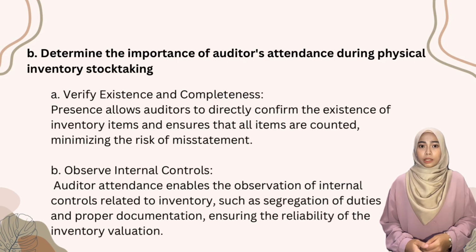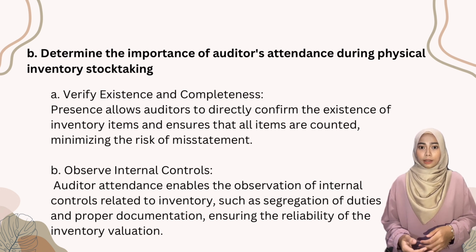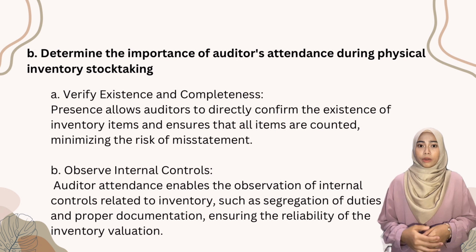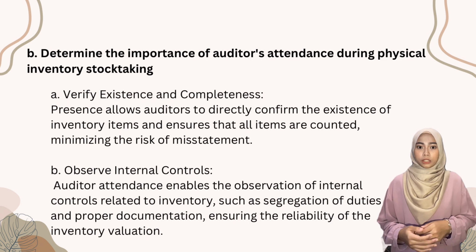Question number 2: Determine the importance of auditors' attendance during physical inventory stock taking. The answer, number 1, verify existence and completeness. Presence allows the auditor to directly confirm the existence of inventory items and ensure that all the items are counted, minimizing the risk of misstatement. Number 2, observe internal controls. Auditor attendance enables the observation of internal controls related to inventory, such as segregation of duties and proper documentation, ensuring the reliability of the inventory valuation.